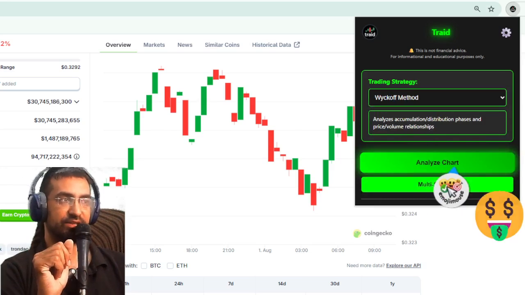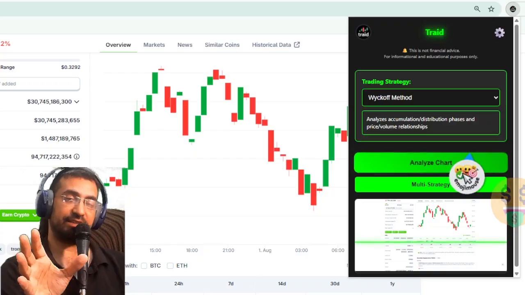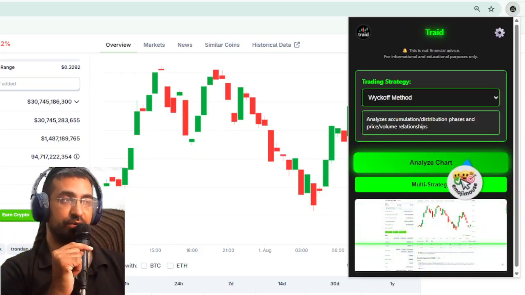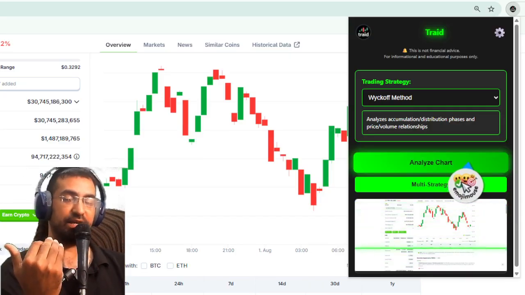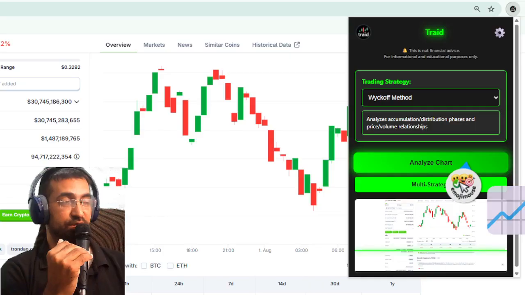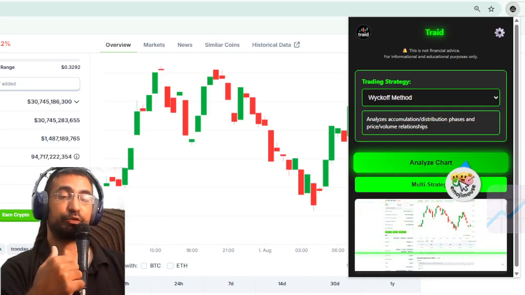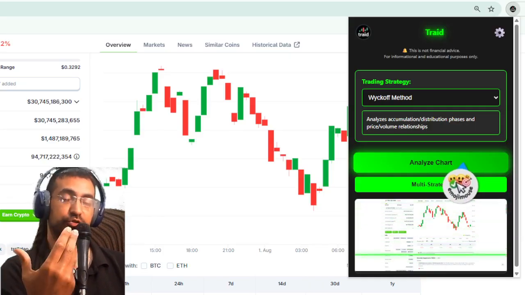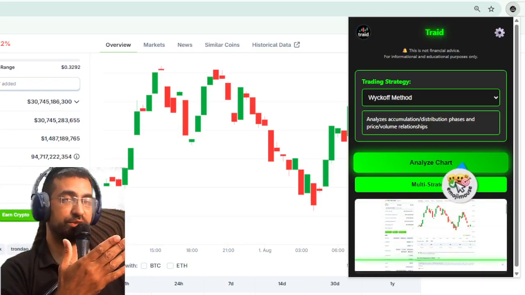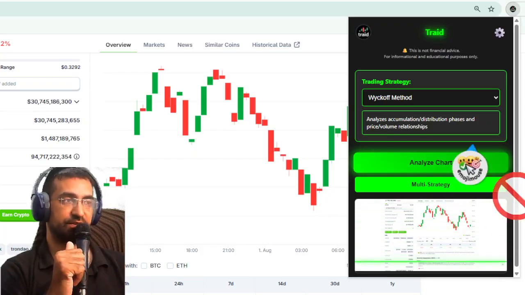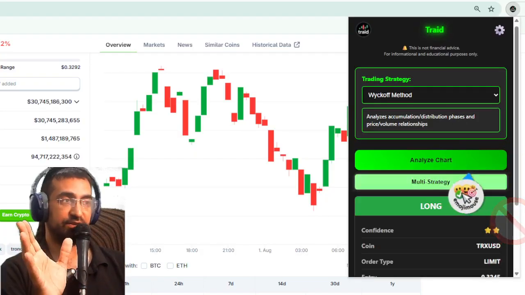When you click on Analyze Chart, what you'll see is that it starts analyzing the graph for you so that it will then give you a stop loss, take profit, and when to enter the trade. Now, this is not financial advice. This is for educational purposes to help you understand how to trade better. This is not guidance on what to do. You use this at your own risk. Everyone knows trading is very risky. So, of course, I have to say that as a disclaimer.